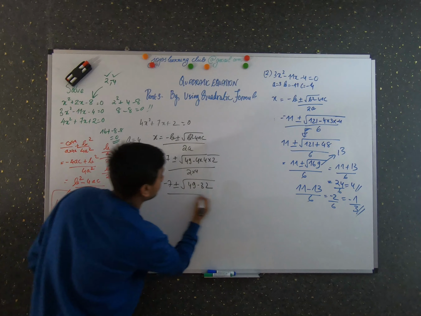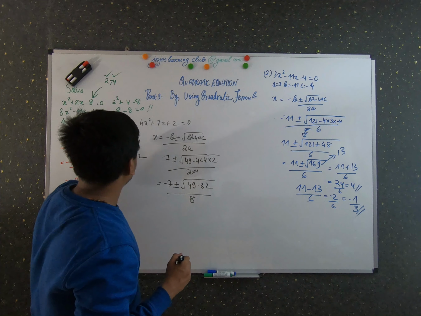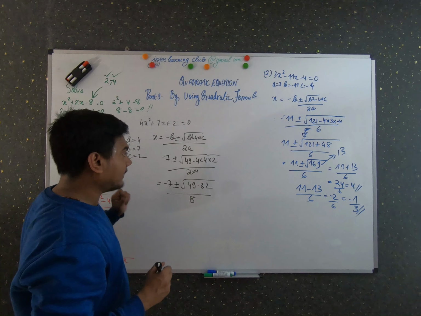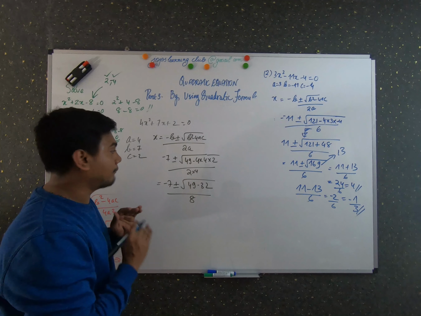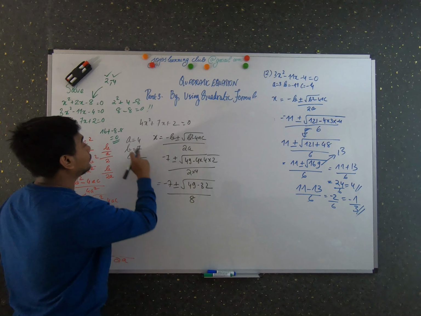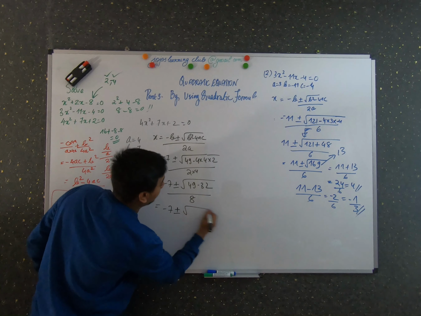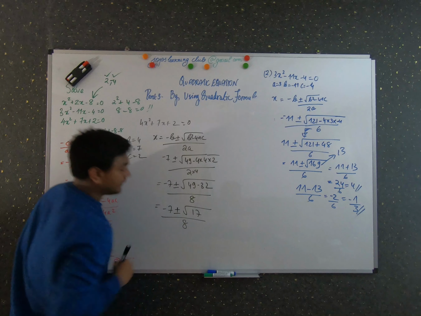32 by 8. Okay, let me check once again. b² is 49, 4 into 4 is 16, 16 into 2 is 32. Alright, so 32. Okay, it's correct. I just wanted to make it double sure that I'm not making any mistakes. So 2 into 4 is 8. Okay, what are the roots? −7 plus or minus the square root of (49 − 32), which is 17, by 8.